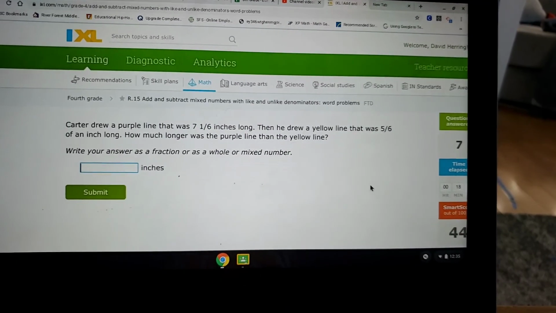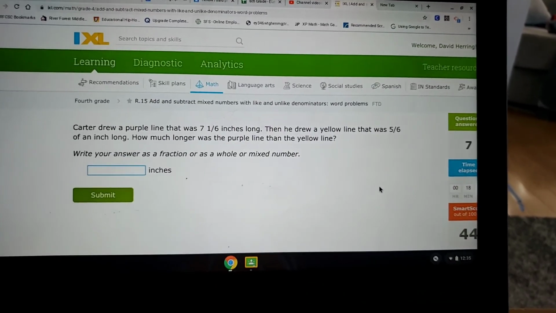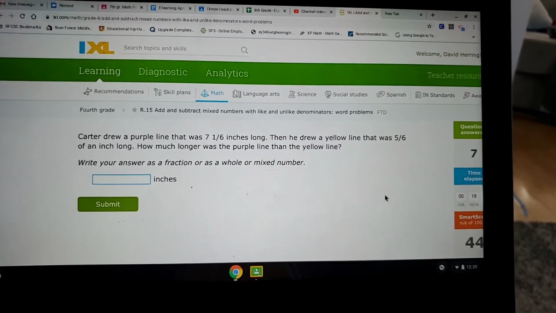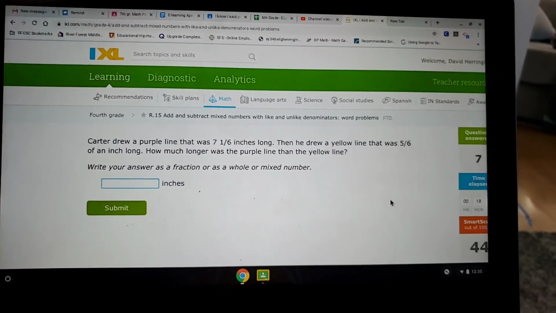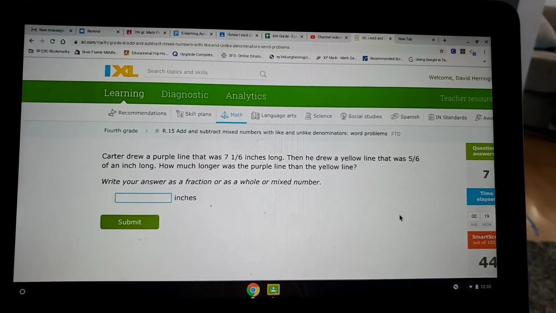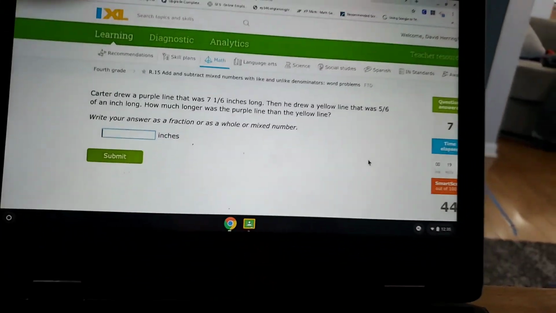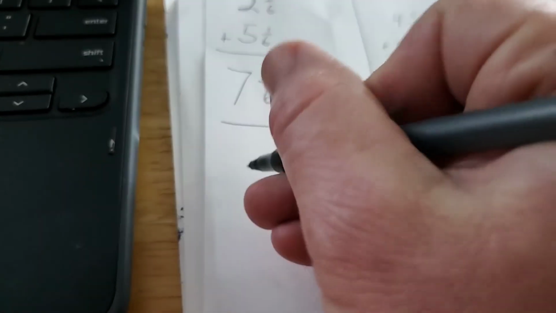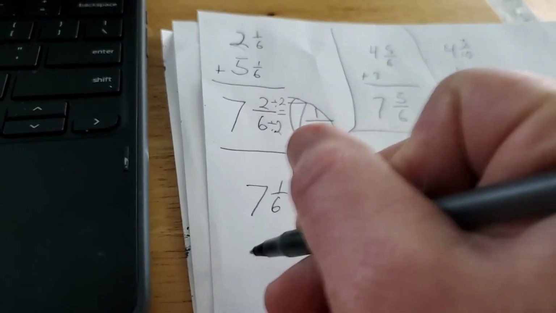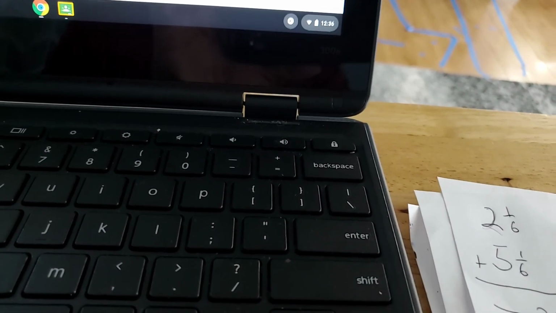Okay, a couple more. Carter drew a purple line that was 7 1/6 inches long. Then he drew a yellow line that was 5/6 inches long. How much longer was the purple line than the yellow one? So how much longer, how much bigger, how much shorter, how much faster, all that stuff means to subtract. You're comparing two things with subtraction. So let's set it up where you've got the big number on top here. So it's 7 1/6 minus the 5/6.